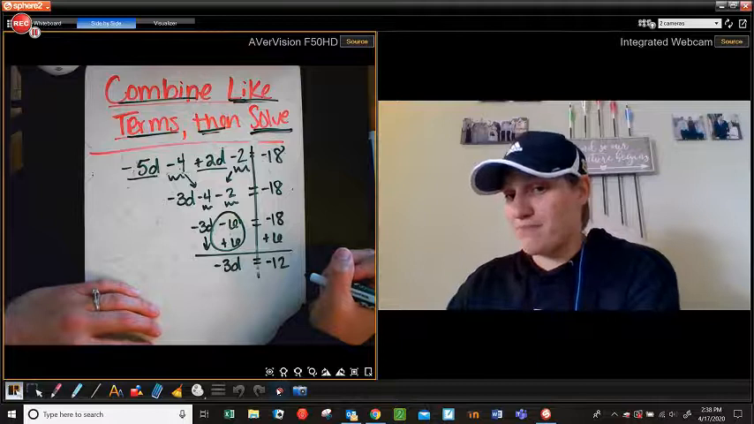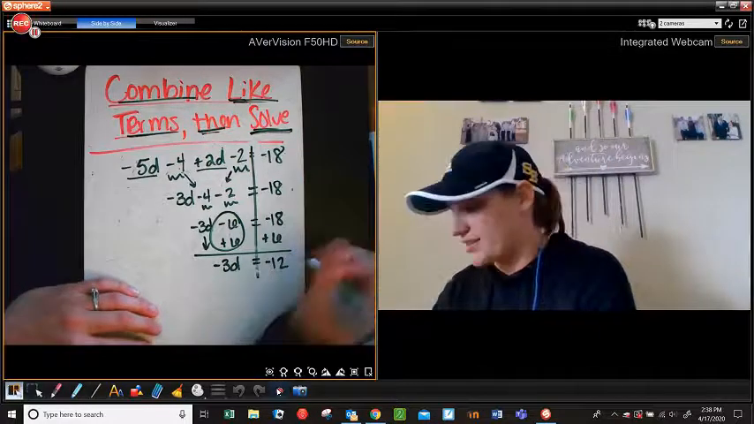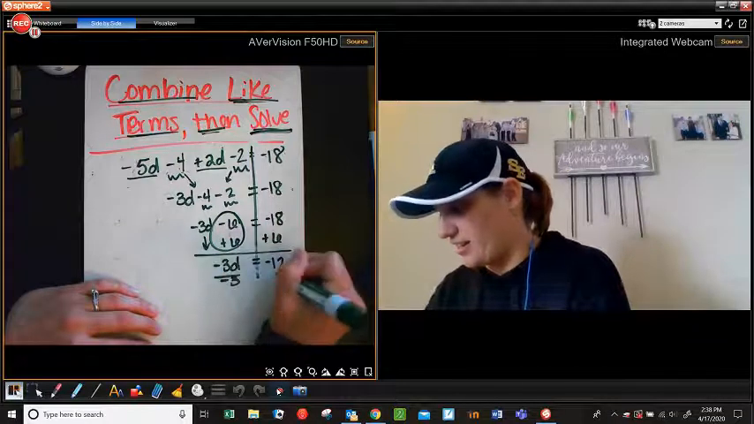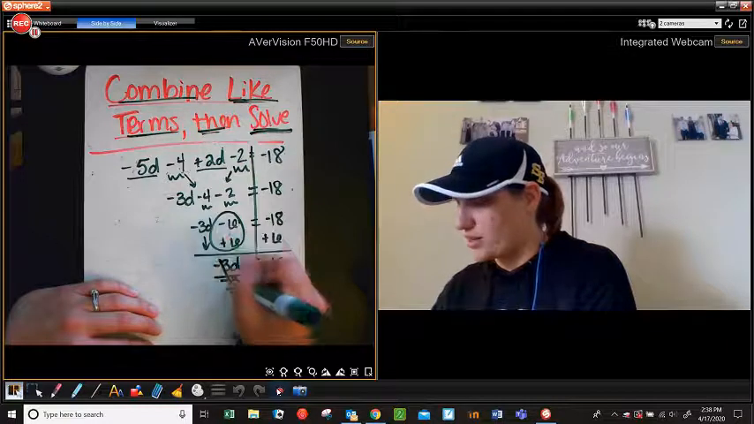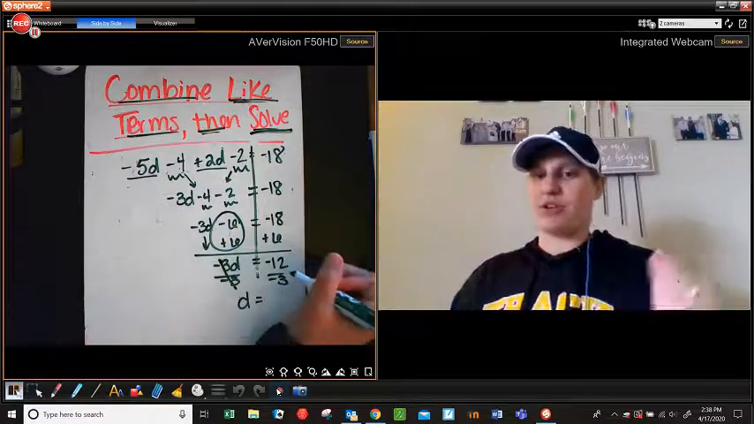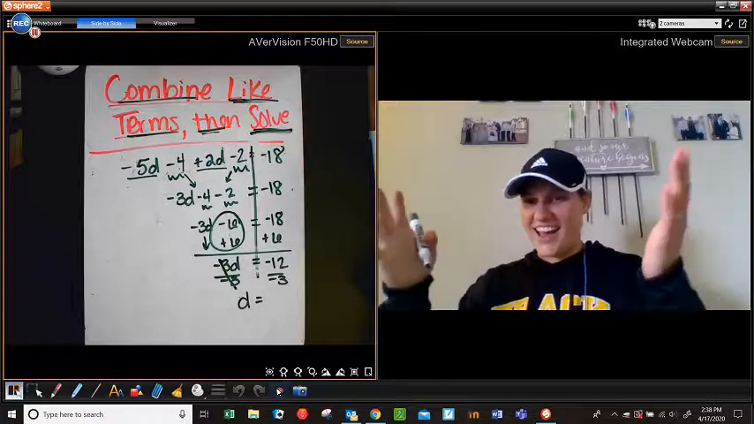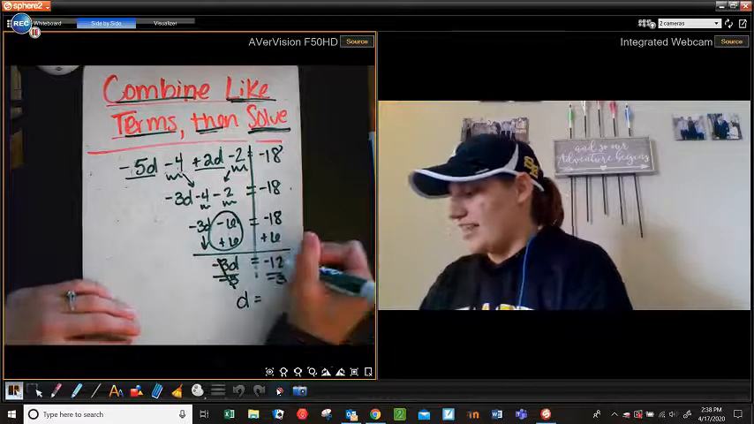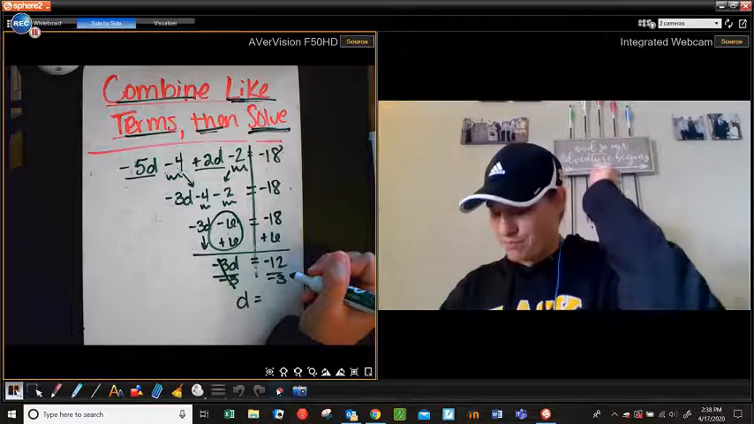What's my last step? Yep, divide by negative 3. Negative 3 divided by negative 3 is a positive 1, leaving us with d equals. And how many times does 3 go into 12? Yeah, 4. And it's a negative divided by negative, which is a positive.